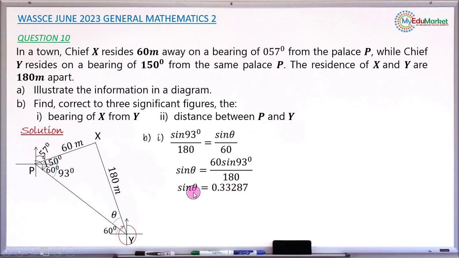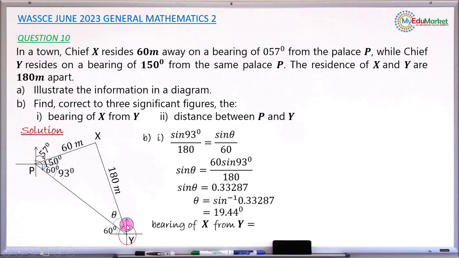So you now find the sine inverse of this value, which will give you the exact size of the angle theta. If that is done correctly, you now have 19.44 degrees. This will now be the size of this angle theta. So I have the angle theta. I can now find the bearing of residence X from residence Y.